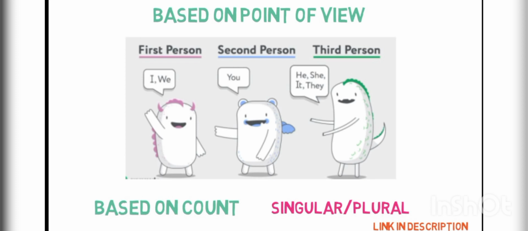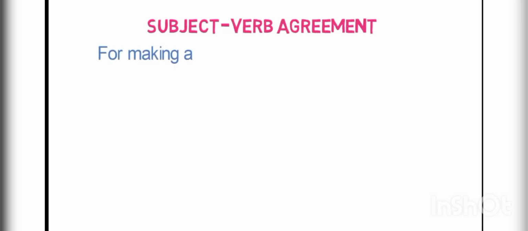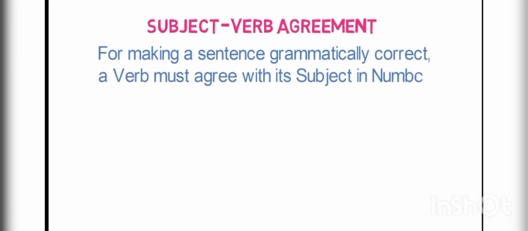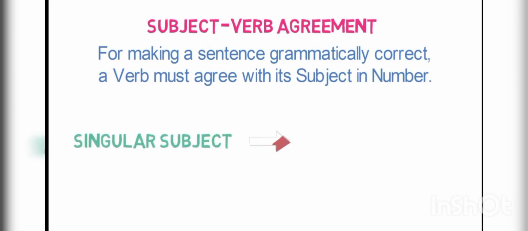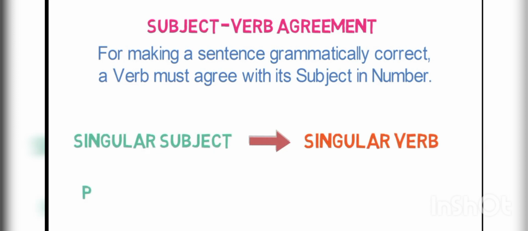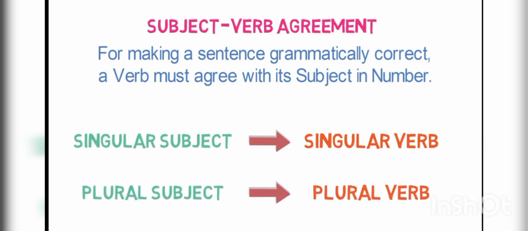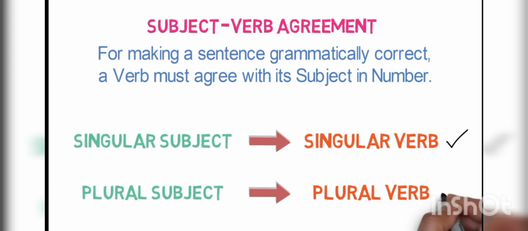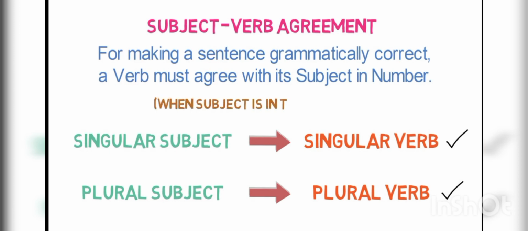Now let's understand the main topic of today. What is subject-verb agreement? For making a sentence grammatically correct, a verb must agree with its subject in number. That is to say, in any sentence, singular subject must have singular verb and plural subject must have plural verb. This is the most general rule, so again I will repeat. Singular subject must have singular verb and plural subject must have plural verb. Please note, this statement holds true only when subject is in third person.